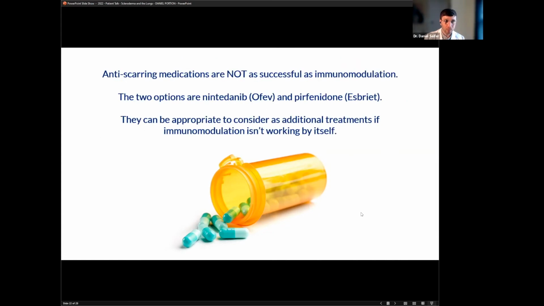Yeah. Coming to the other group, the anti-scarring medications, they are not as successful as immunomodulation. There are two options out there, nintedanib and pirfenidone. Ofev and Esbriet. Ofev and nintedanib have gotten more press for this, like scleroderma, because there were a recent couple of trials that looked at this. They can be appropriate to consider as additional treatments if immunomodulation isn't holding the line all by itself. Yeah, but they cannot replace it. They are not sufficient to do it by itself.